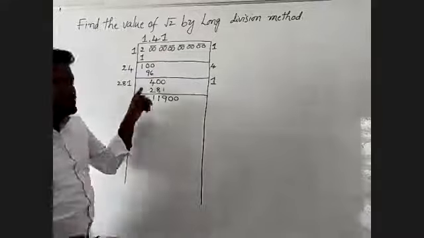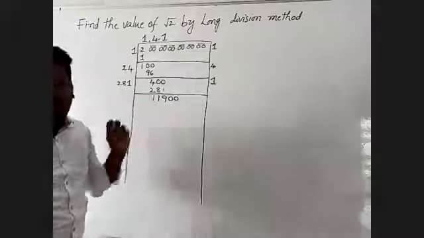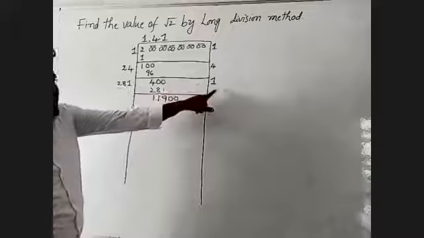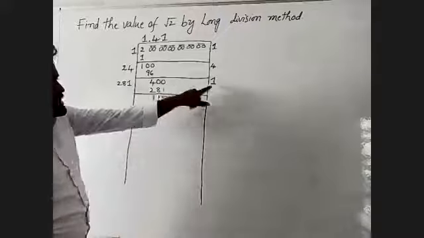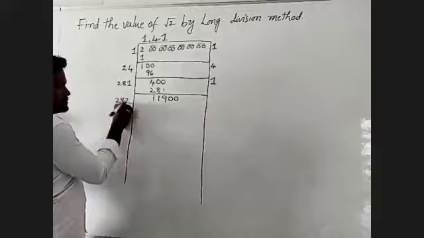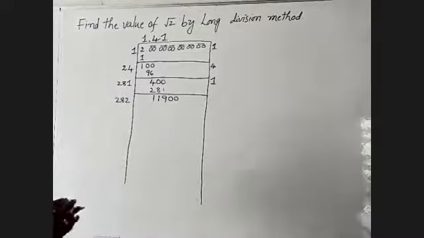Here the third step will be completed. Now I am going to the fourth step, that is 281. Here there is one number: 281 plus 1 becomes 282. We have to take 282. Here we will observe.